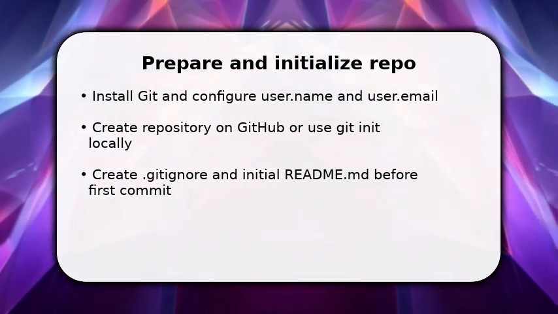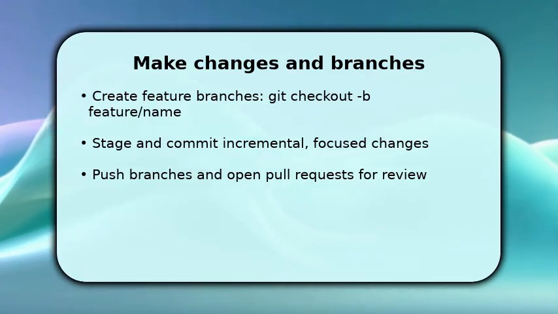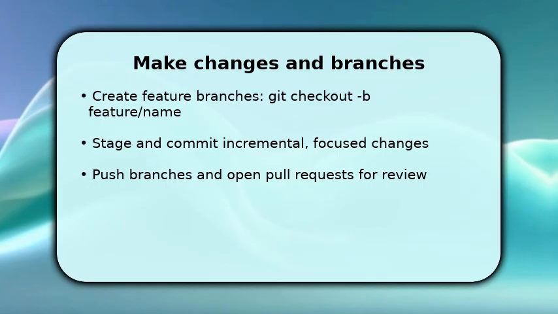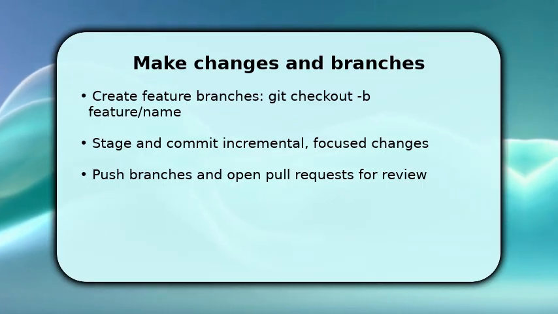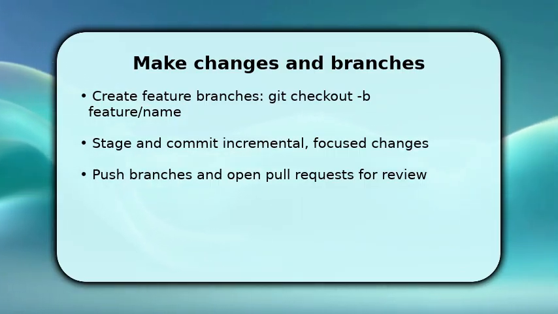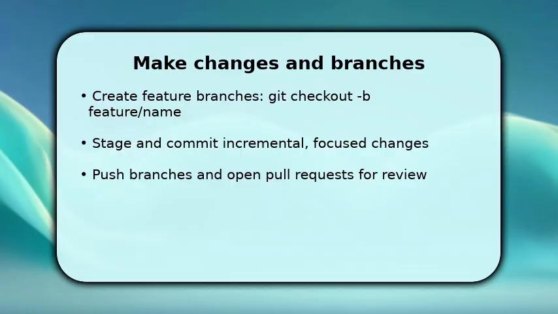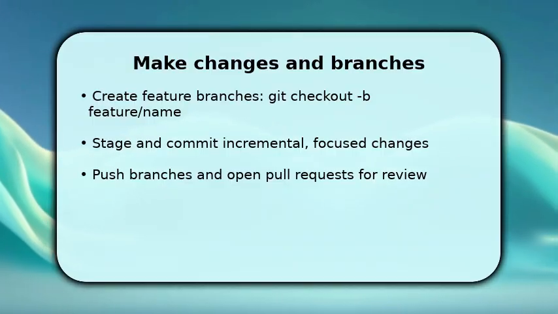Create a feature branch with git checkout -b feature/brief-name to isolate work and keep main stable. As you edit, stage logical changes with git add -p when needed and commit often with clear messages that explain why. Once a unit of work is ready, push the branch with git push -u origin feature/brief-name and open a pull request to trigger review. This protects history and makes merges auditable.